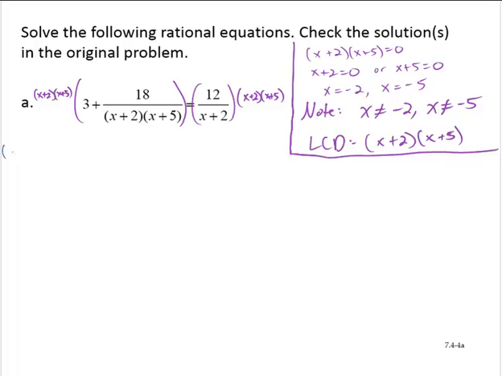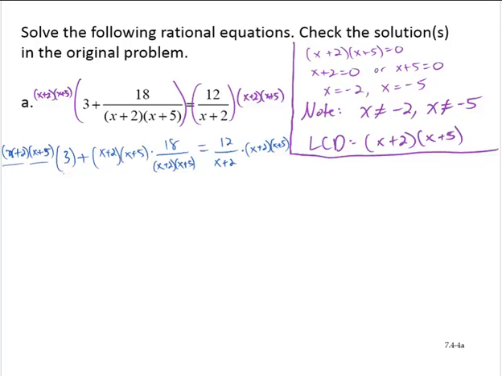Alright, so we have x plus 2 times x plus 5 times 3, plus x plus 2 times x plus 5 times 18 over (x plus 2)(x plus 5), is equal to 12 over x plus 2 times (x plus 2)(x plus 5). Now, on the left-hand side, nothing reduces out. So I have x plus 2 times x plus 5 times 3.